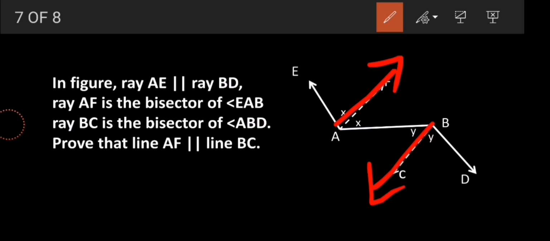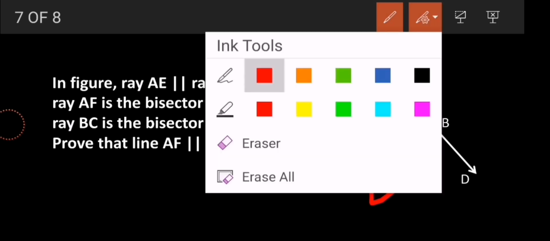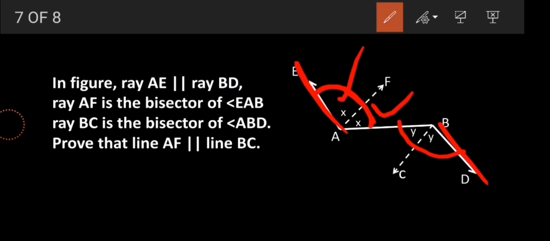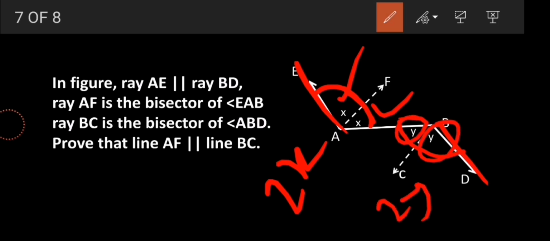So let's prepare our action plan first. What can be done? As I'm given AE parallel to BD, I can say this part, the Z shape, can you imagine that little shape of Z, are nothing but the alternate angles. So I can start with it. After that, if you observe this full angle, here is X, here is X, I can say this full angle is 2X. Here also, this part is Y, this part is Y, so again I can say this full angle is 2Y, and I can directly write 2X equal to 2Y.